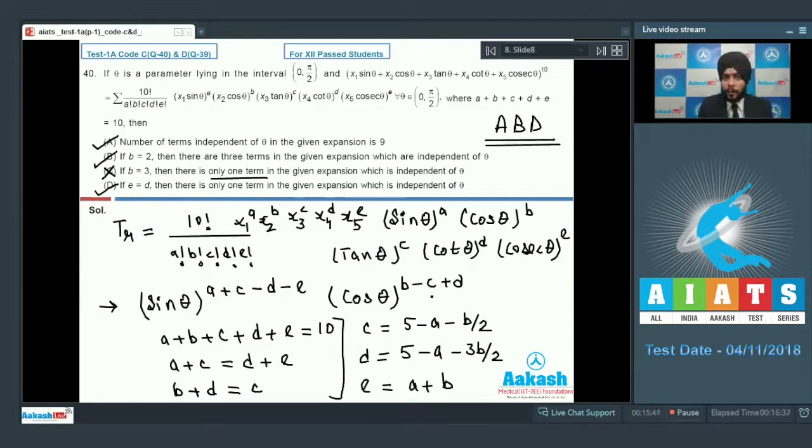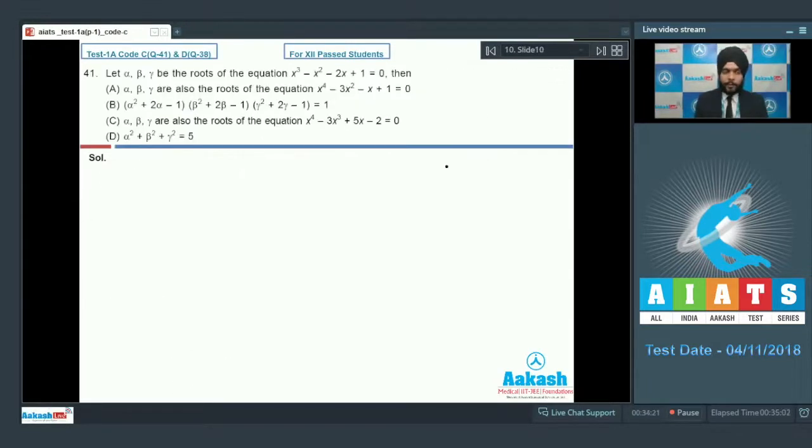Let us move on to question number 41. Question number 41 talks about a cubic equation and it is a very simple question based on only one fact: roots of an equation satisfy the equation. Let alpha, beta, gamma be the roots of the equation x cube minus x square minus 2x plus 1 equal to 0. Then we have to find out which statements hold. Then alpha square plus beta square plus gamma square equal to 5. These two options we can easily solve. So let us solve them.